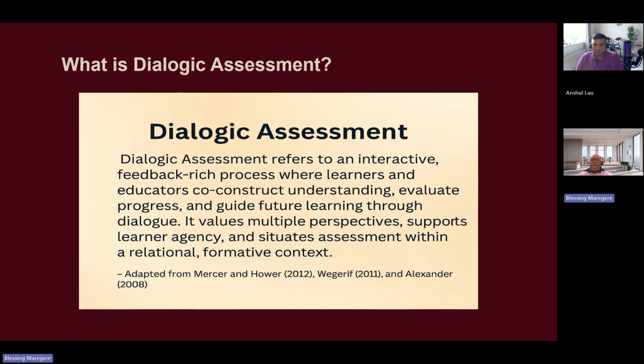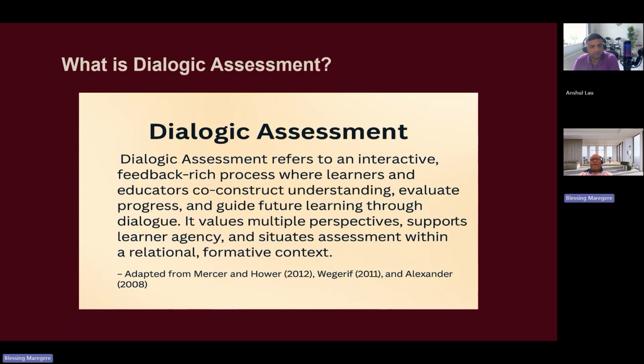The idea of dialogic assessment is that it values learner voice. So it's about empowering learners to reflect on their learning, their perspective and critical thinking as well. So this is an adapted definition of dialogic assessment from the leading authors, Mecca, Hauer, Wegrif, and Alexander, and I have included the link to that at the end of the slides.